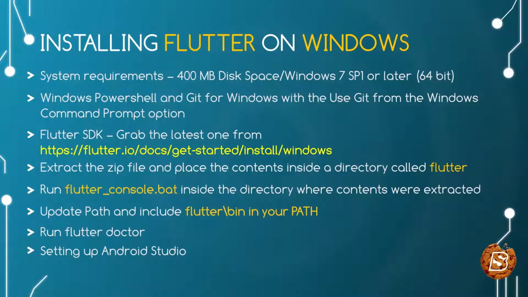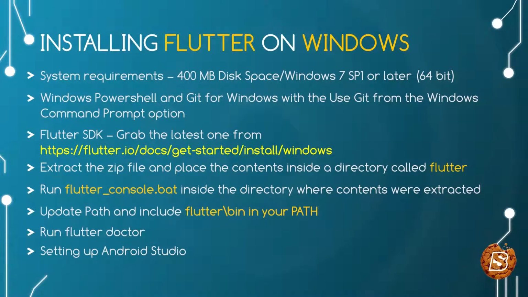So in order to install Android Studio, you can follow the instructions provided in the same URL, flutter.io docs get started install Windows. We'll be covering how to install Flutter and integrate it with Visual Studio Code on Windows operating system. I already have Android Studio set up on my system, so what I'll do now is quickly show you how to download the Flutter SDK, extract it, and run the flutter_console.batch file.